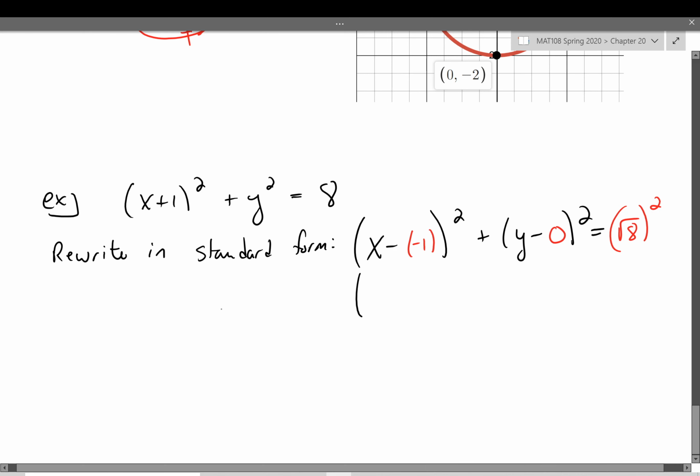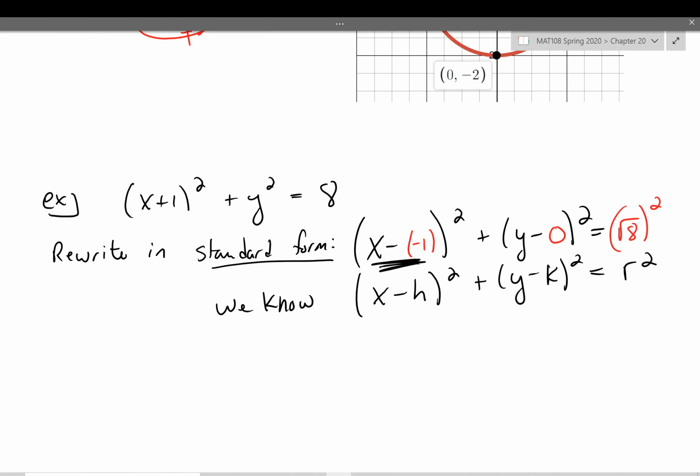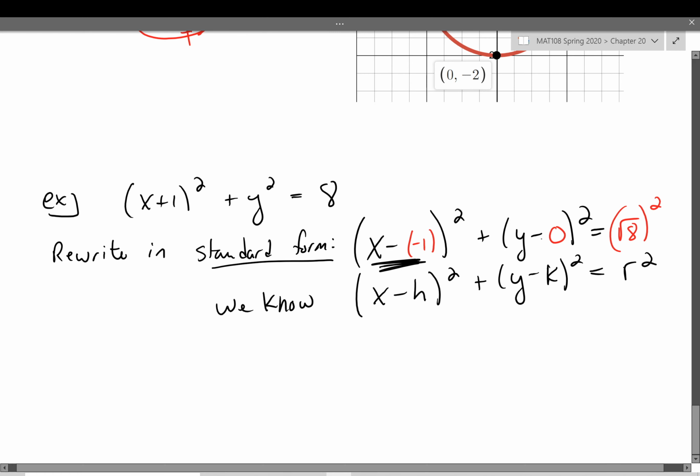We know that the standard form of a circle is x minus h squared plus y minus k squared equals r squared. So what we have to do is rewrite the first part as x minus a number. Well, when you have x plus, you can always switch that to minus a negative. For the y part, it's just y minus 0.